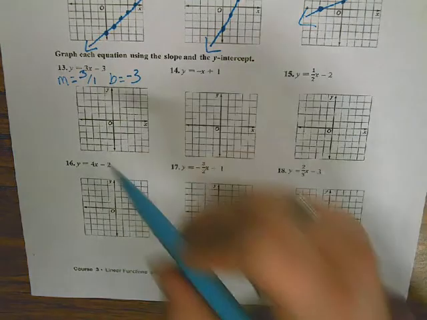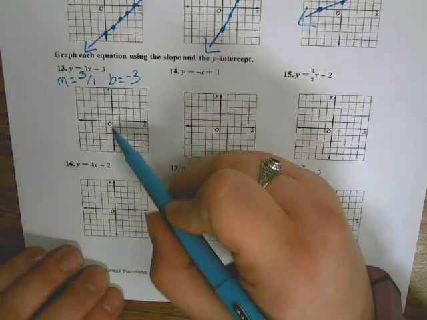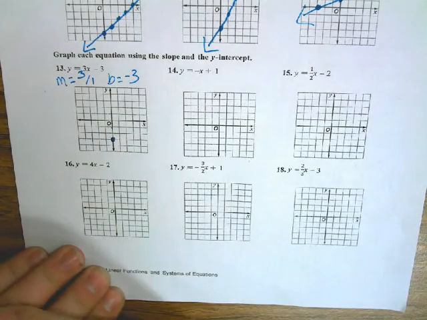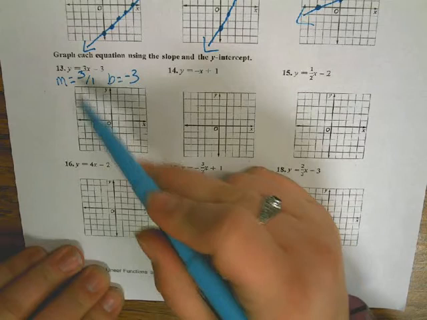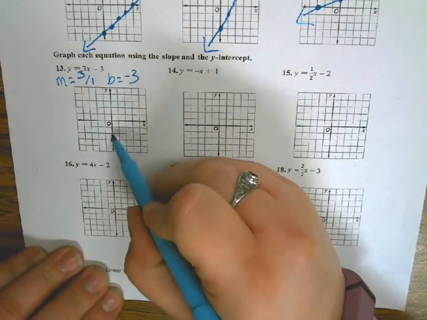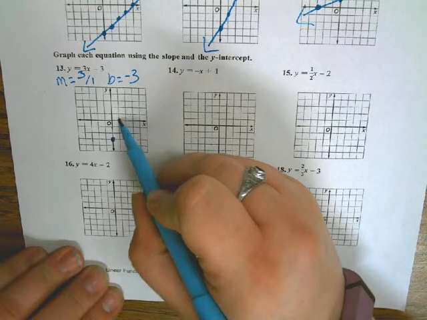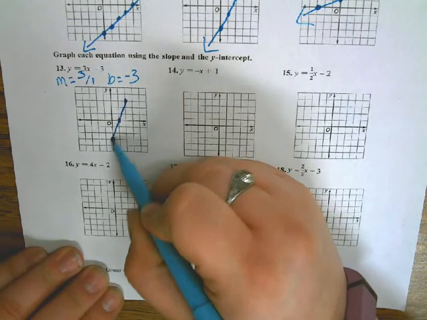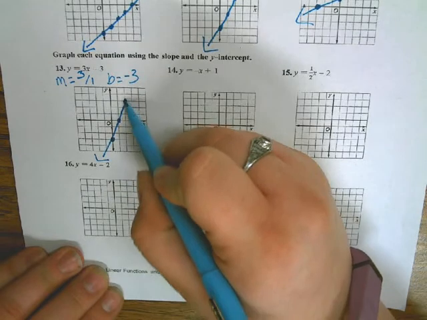Negative 3 on the y-axis, so I go down 3, and I place a dot there. From there, I use my slope, which is 3 over 1, and we go up 3 over 1, and we keep doing that. So there is our line.